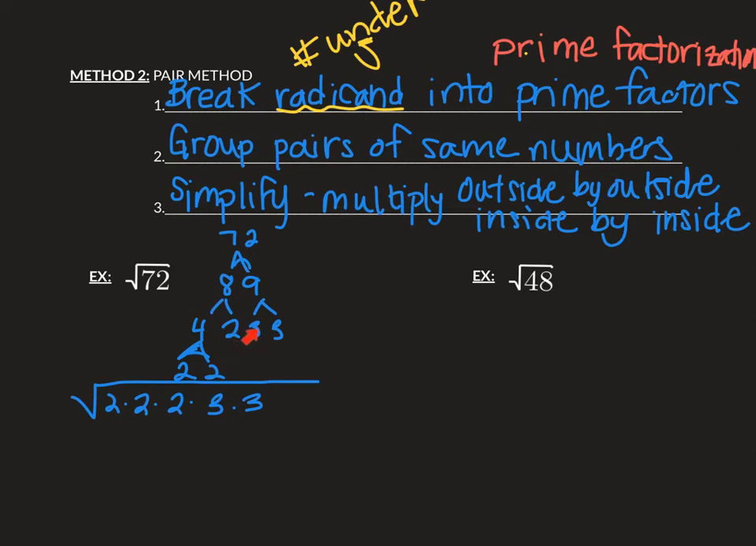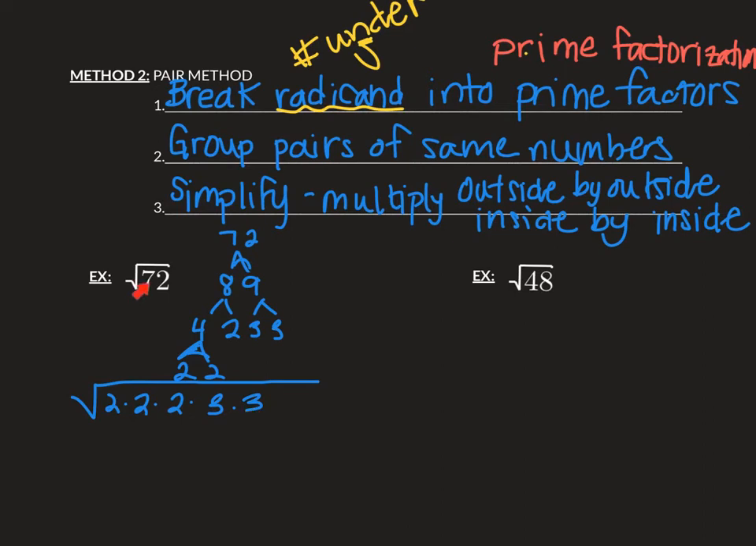Go ahead and check my math. If you check my math and do 2 times 2 times 2 times 3 times 3, 2 times 2 is 4, times 2 is 8, times 3 is 24, times 3 is 72. This is what we call the prime factorization. Every one of these numbers is prime, and it's all the numbers that it needs to multiply back to 72.